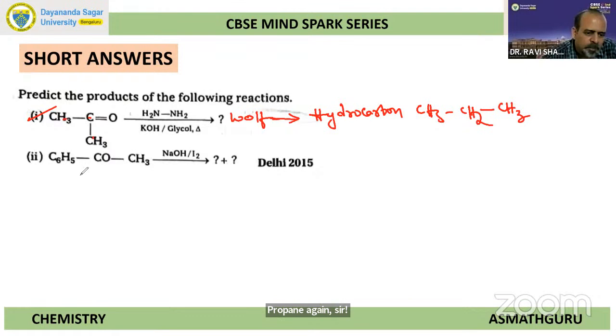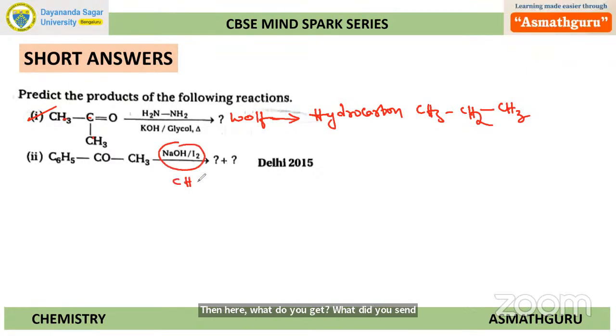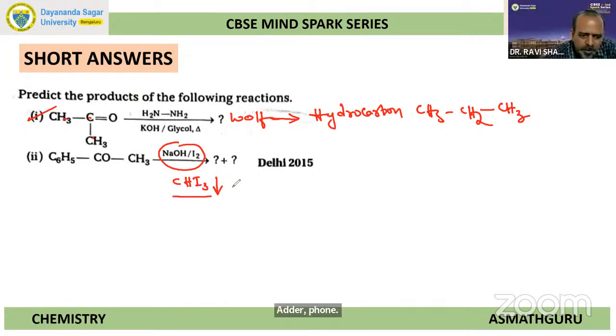Then here, what do you get? What is this, NaOH and iodine? Iodoform reaction. Very good. So one product is iodoform. What other product is there? Sodium salt of carboxylic acid. CH3 will give you CHI3.